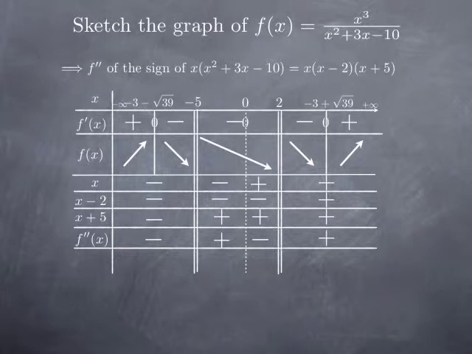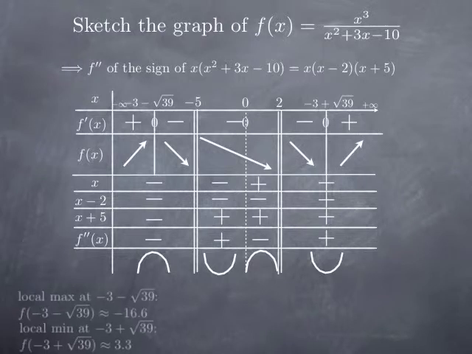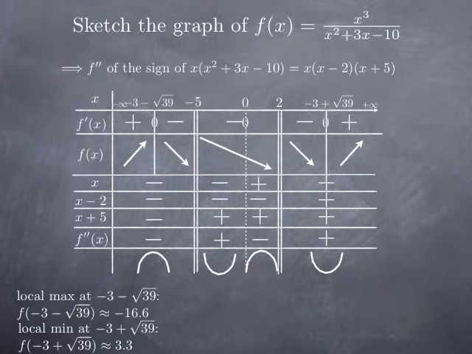Now I can interpret in terms of concavity. Whenever the second derivative is negative, the function is concave down. Whenever the second derivative is positive, the function is concave up. So this is the concavity. Recall that we had found the coordinates of a local maximum and a local minimum, and I can enter these values in my chart, as well as the coordinate of the inflection point.